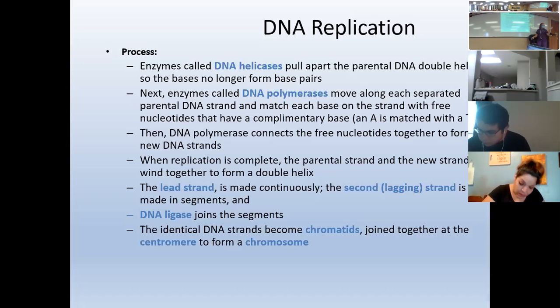So we have our lead strand, which is made continuously, and our lagging strand, which has to keep stuttering and going back because it's having to be reformed in the opposite direction. Let me show you just a little animation. It's just like a little 2-minute animation.